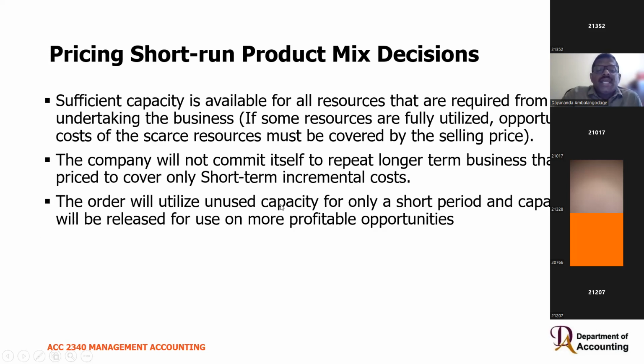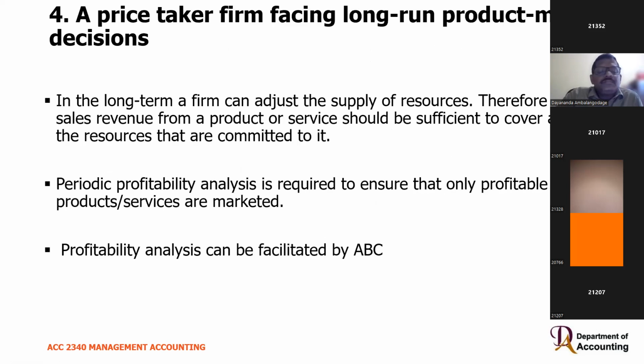The order will utilize unused capacity only for a short period, and capacity will be released for use in more profitable opportunities. If there is a capacity surplus, unused capacity, we can use that to increase profit or take more profitable opportunities. In the longer term, a firm can adjust the supply of resources.